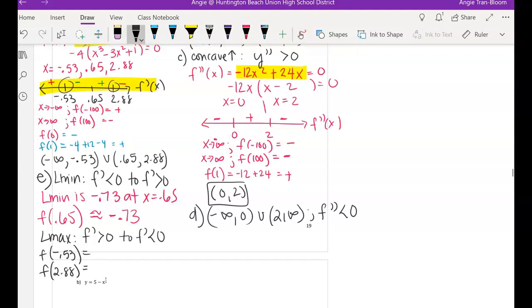Negative 0.53. Again, just be patient. You have to plug in negative 0.53. So it looks like I have 2.45.